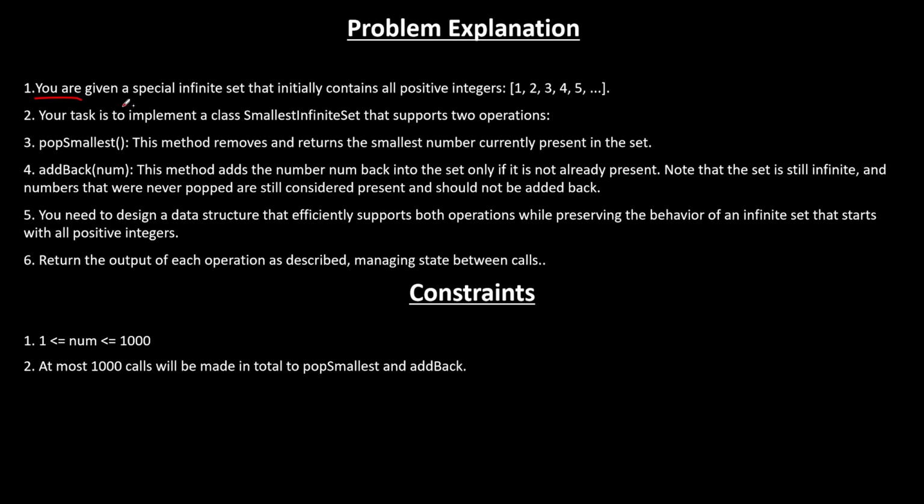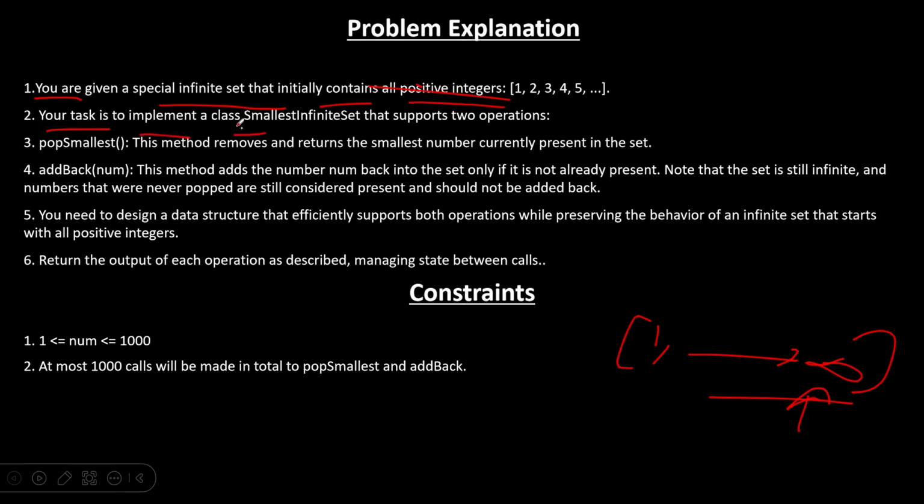So you are given a set that is infinite and initially contains all the positive integers. We have been already given an infinite set which contains all the positive integers from 1 to infinity. I'm considering it as infinite because it is said that it contains all the numbers. Now, your task is to implement a class SmallestInfiniteSet that supports two operations, which are basically popSmallest.